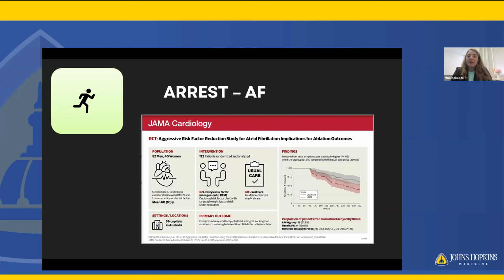This was also another study of addressing risk factors such as exercise, weight loss, alcohol reduction, and smoking cessation after catheter ablation. I'll talk to you about what catheter ablation is, a procedure to treat atrial fibrillation. If you did this program for risk factor modification, you had better outcomes compared to usual care in terms of recurrence of atrial fibrillation.